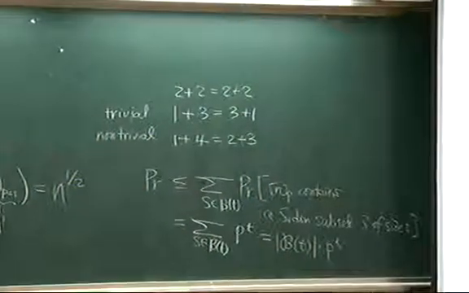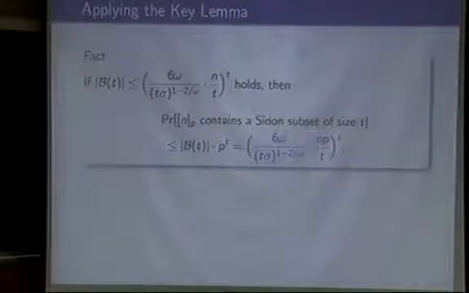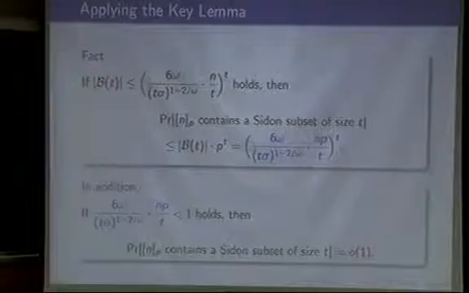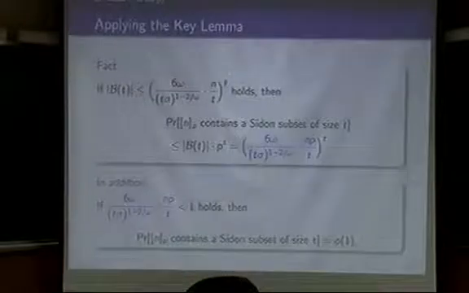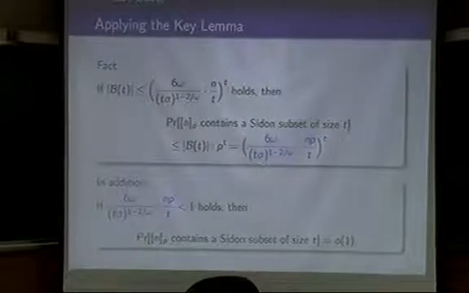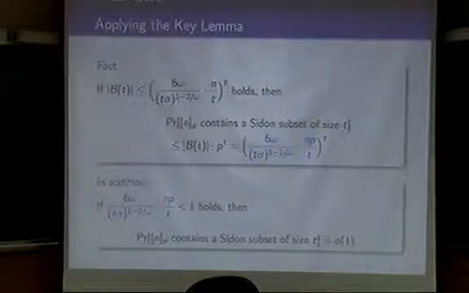So we can have an upper bound of the probability like this blue thing to the T. If, in addition, the blue part is less than 1, then the whole thing goes to 0 as n goes to infinity. So the probability that NP contains a Sidon subset of size T goes to 0, which means that NP does not contain a Sidon subset of size T with high probability.